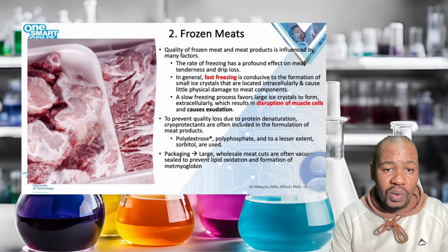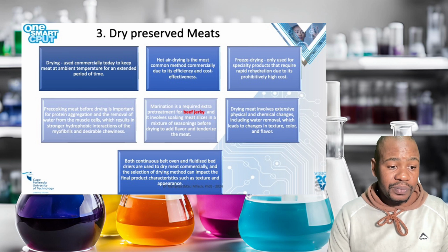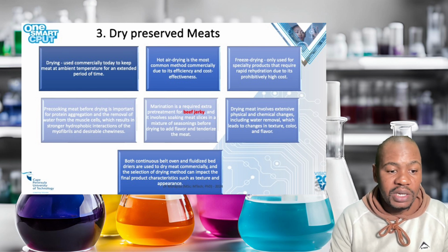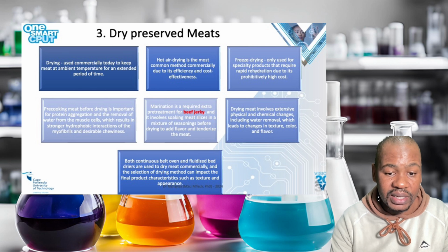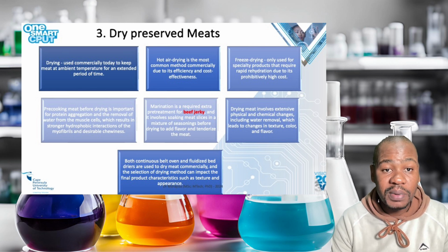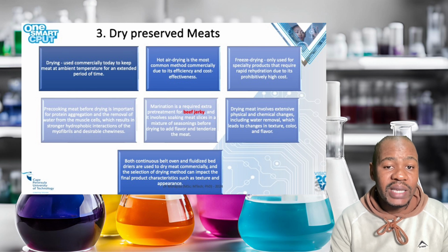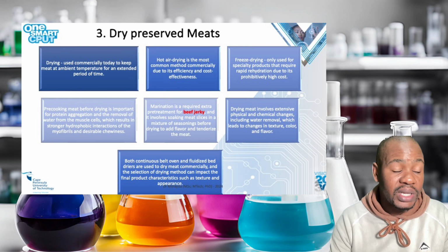So the last one that we're looking at is dry preserved meat. As you know, drying is an ancient preservation method that has been used commercially, and it still is used today. This is done in order to keep the food material, or the meat in this case, at ambient temperature, at room temperature, for an extended period of time. So what are the types of techniques that can be used? Hot drying and freeze drying are some of the commonly used drying methods.